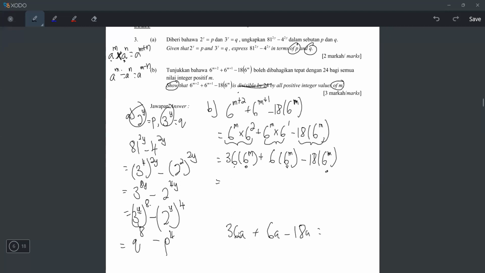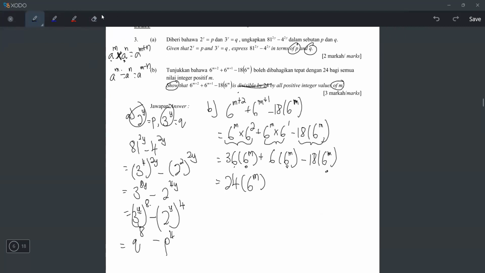And then I will press my calculator, 36 plus 6 minus 18. So I will get 24a. But of course, you don't write 24a lah. You write 24 bracket 6 power m lah. Because the a is just sementara, you just temporarily change it to a. You have to change it back to 6 power m. So I will erase this. So this is your answer.